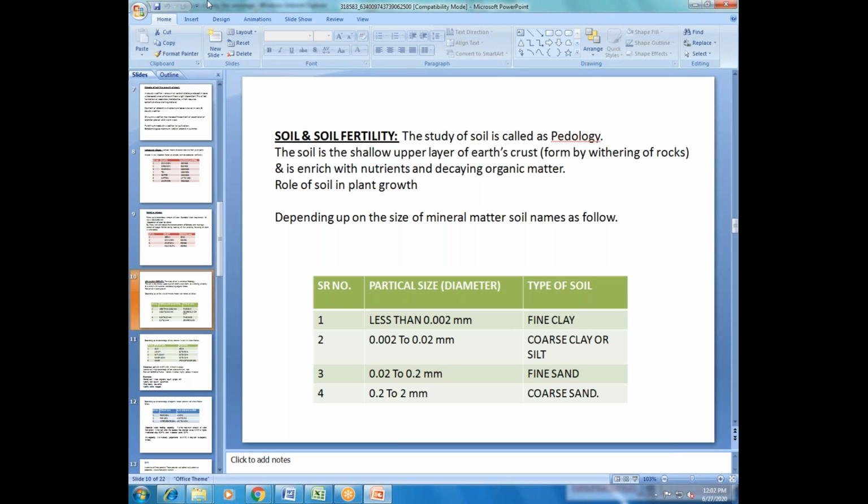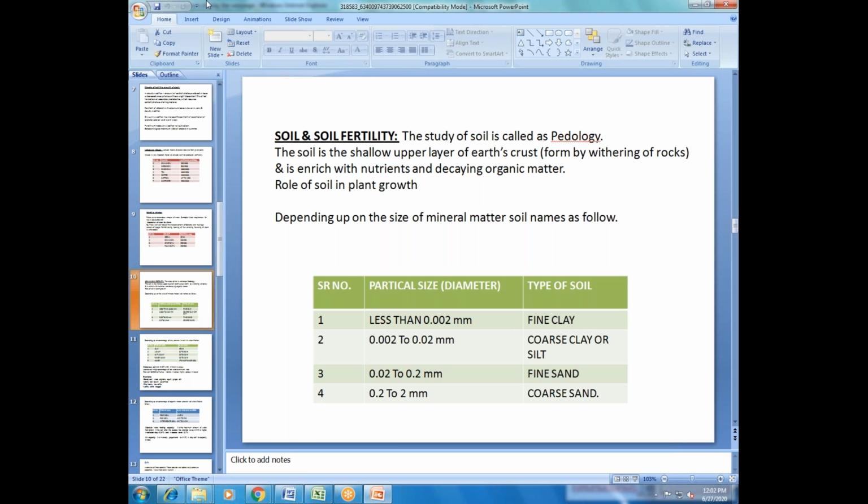So the soil upper layer of the Earth's crust is what we consider for fertility, not the inside. It is enriched with nutrients and decaying organic matter. Whatever organic matter is there can be dug into just the upper layer of the soil, and you just leave it to decay, and it becomes good manure. Usually it will get absorbed by the plants.